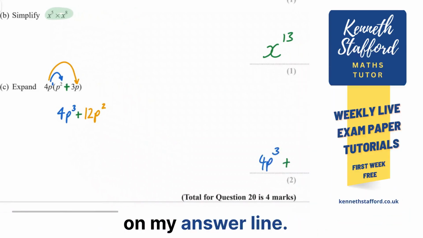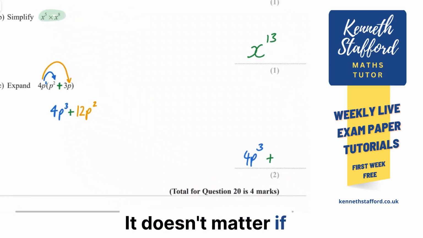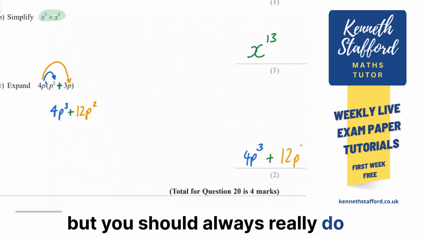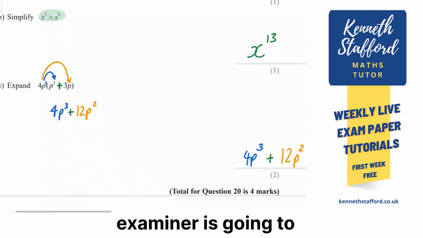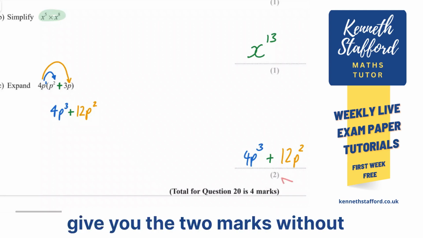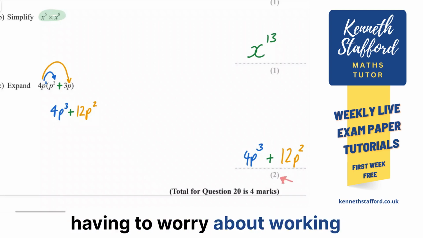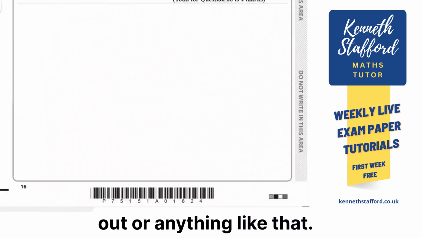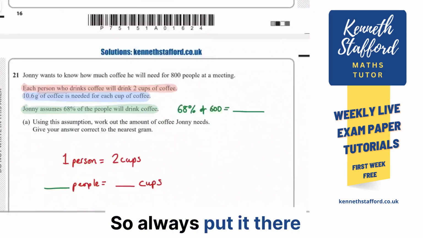Just going to put that on my answer line. Doesn't matter if you don't really, but you should always do it because that's where the examiner is going to look straight away. And if they see the correct answer there, they're going to straight away give you the 2 marks without having to worry about working out or anything like that. They'll probably just give it to you straight away. So always put it there.